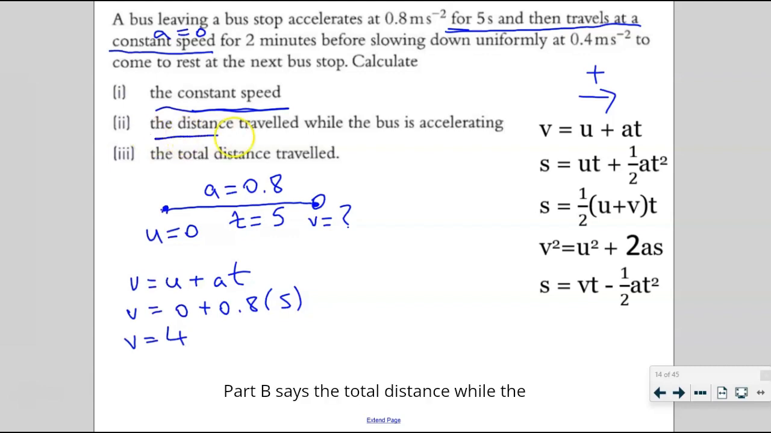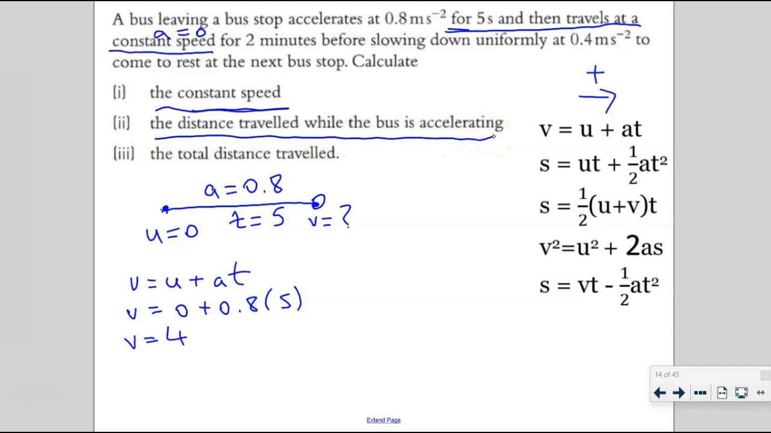Part B says the total distance while the bus is accelerating. Okay, so in this part of the journey, the bus is accelerating, right? Because a is 0.8. In the next part, the bus will be at constant speed. Constant speed means a is 0, so that's not acceleration, because it's not accelerating. So we need to find the distance in this part of the journey, because this is where the bus is accelerating. Okay, so we need a formula for s.